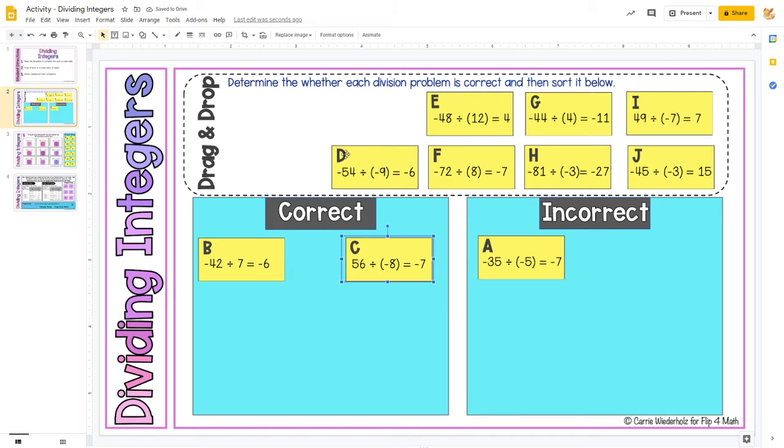Here we have negative 54, negative 9. They have the same sign, so it should be positive. It says negative, so this is incorrect. Just a reminder, if they have the same sign, both negative or both positive, the answer should be positive. If they have different signs, one negative and one positive, the answer should be negative.